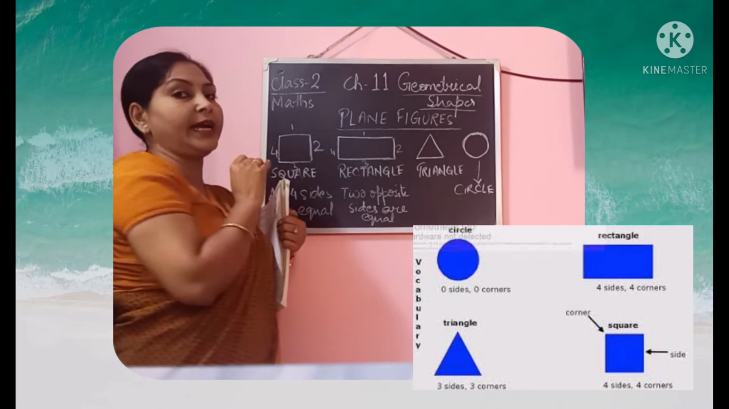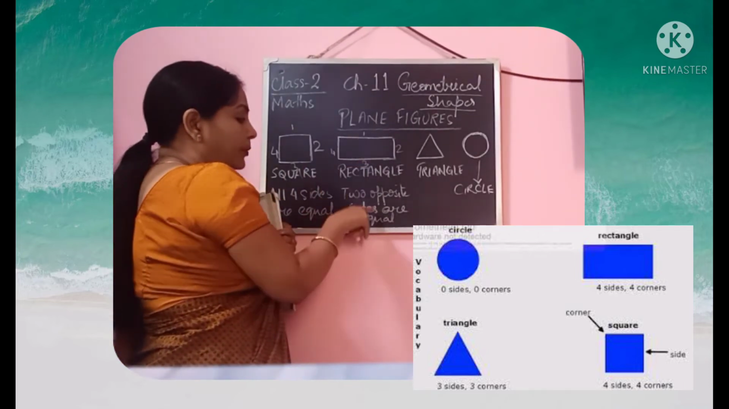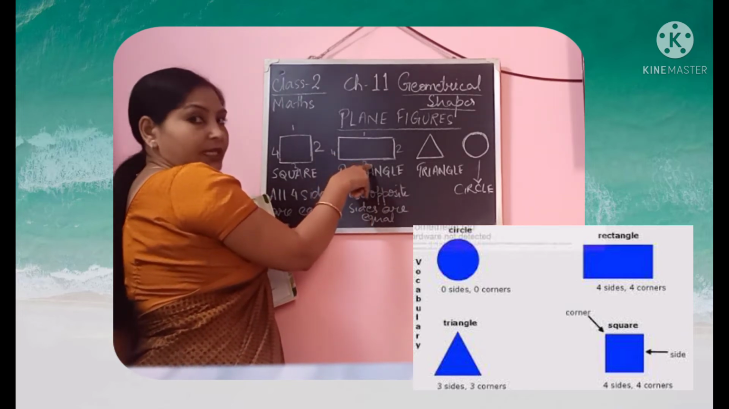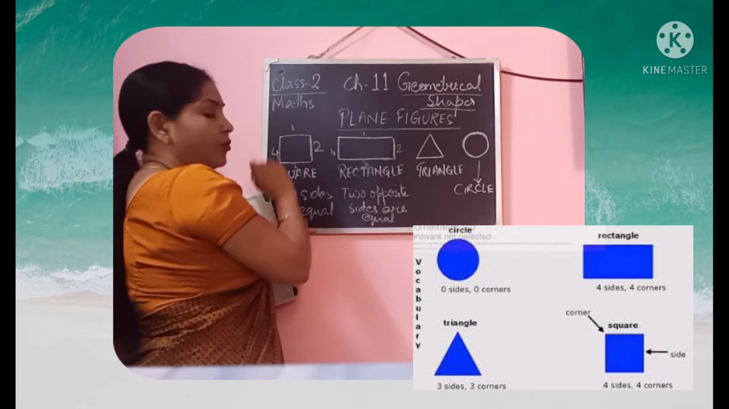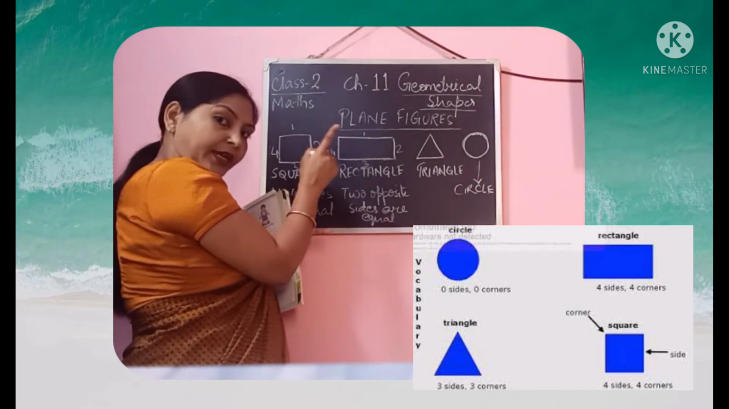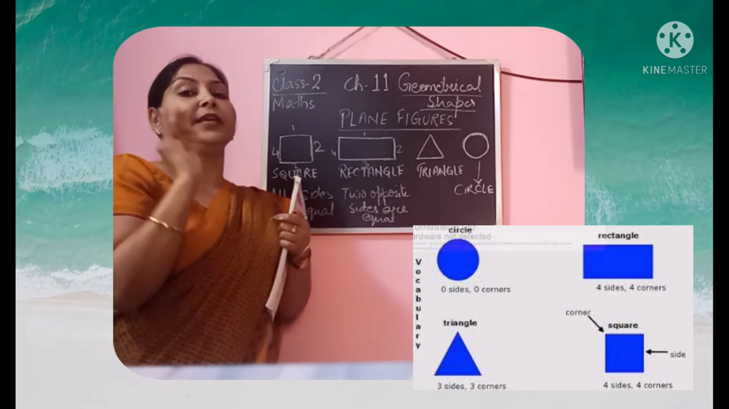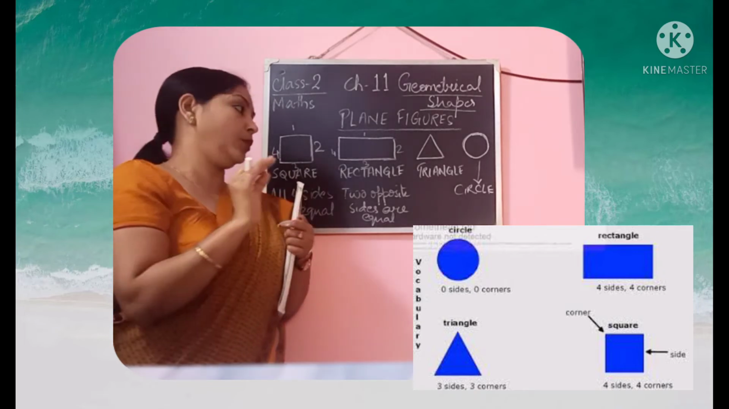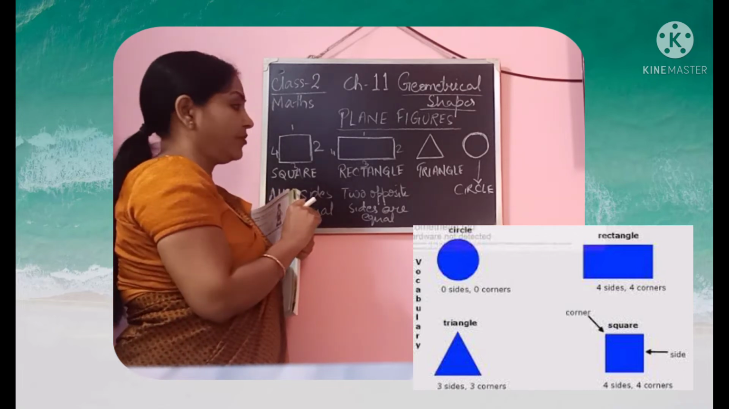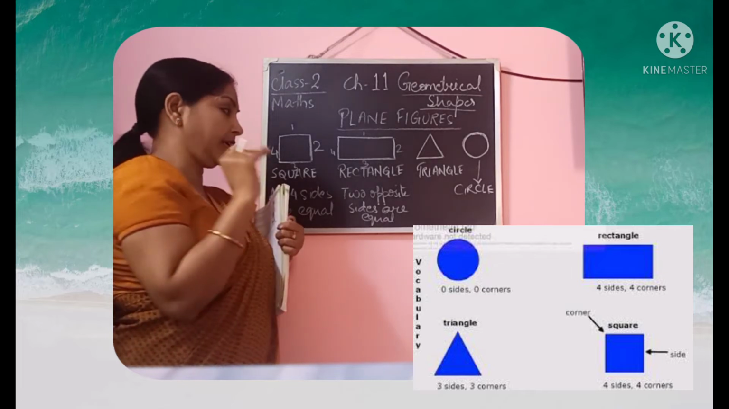Okay, so in a rectangle what have you seen? They also have 4 sides, but the opposite 2 sides are equal. 2 opposite sides like 1 and 3 are equal to each other. 2 and 4 are equal to each other. That means breadth and breadth are equal, length and length are equal. Opposite sides are equal. So in a rectangle there are 4 sides, but the opposite sides are equal.